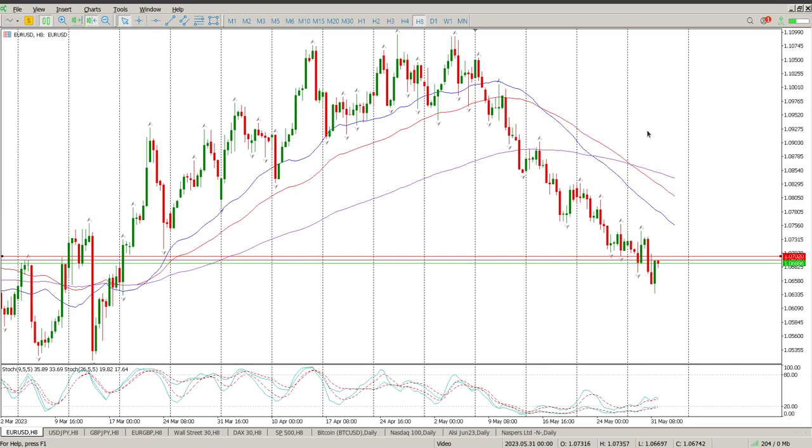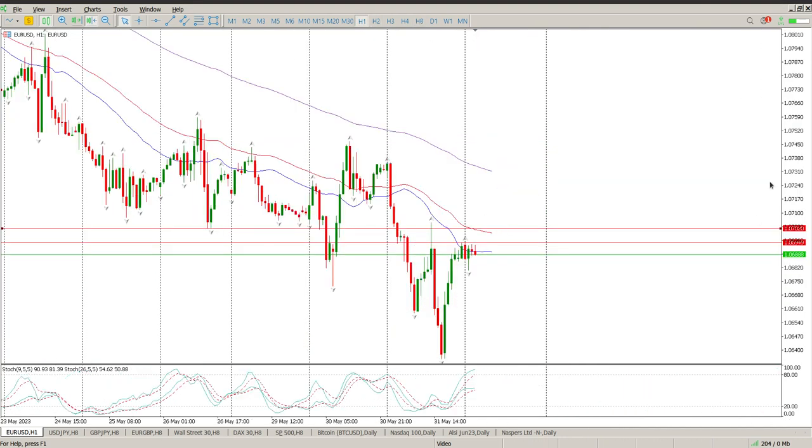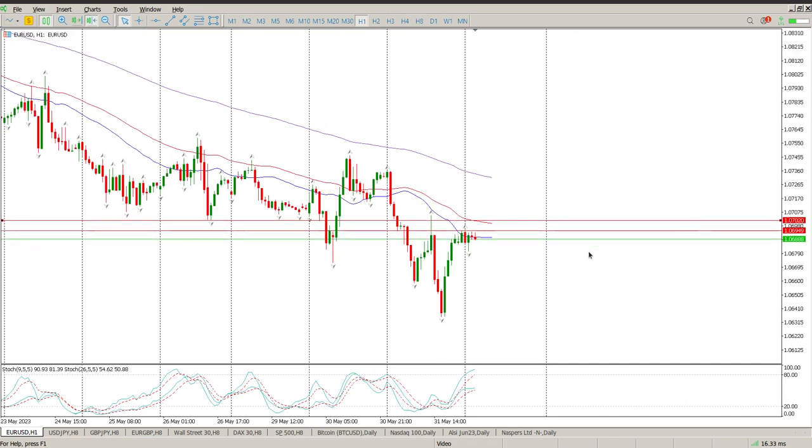So we did bounce off the bottom, and we are coming back up to test some structure. And obviously, we are talking about Euro USD at the moment, as we usually do to start off the morning.